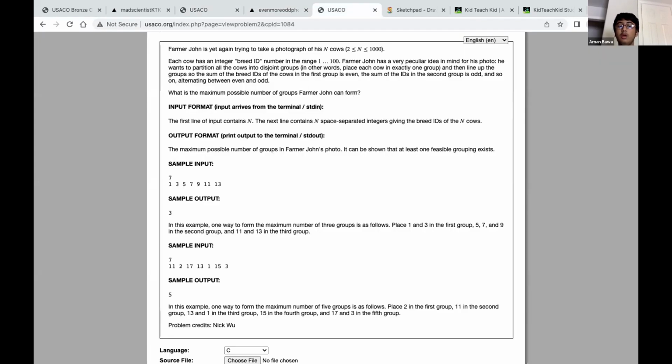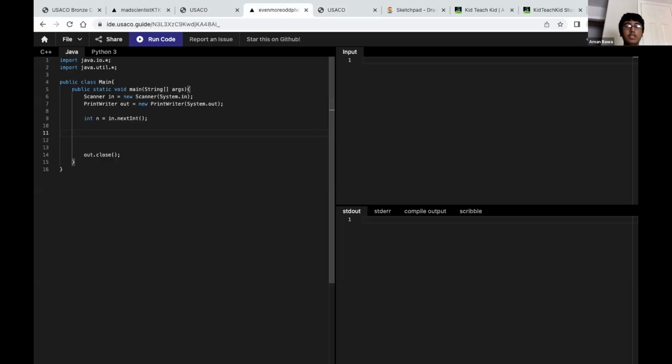Okay, after that, we're going to read in all of our cow IDs. And we don't have to read them in an array right now because it doesn't really matter what specific values we have. All we really care about is the number of even cows and the number of odd cows, right? So I'll make 2 variables called evens and odds. So int odds is equal to 0, and int evens is equal to 0.